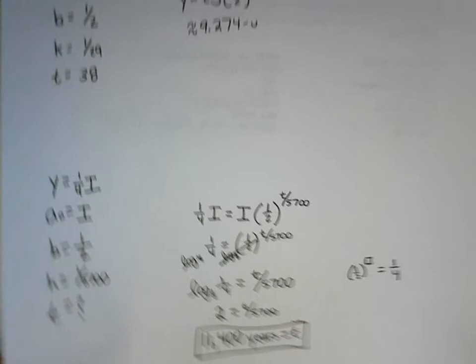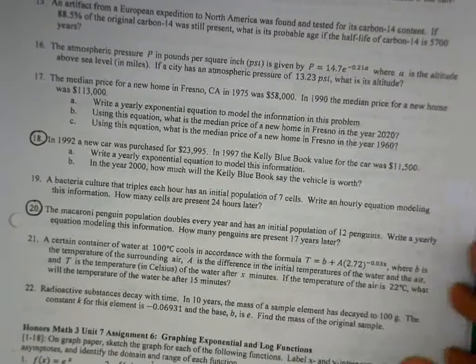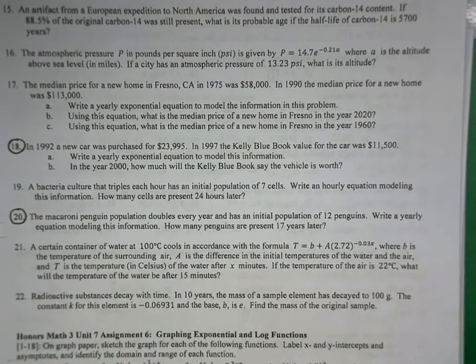Okay, 2 more here. Number 18 is next. In number 18 we have, in 1992, a new car was purchased for $23,995. In 1997, the Kelley Blue Book value for the car was $11,500. We're going to start by writing a yearly exponential equation to model this information, and then use that equation to figure out how much the vehicle will be worth in the year 2000. Go ahead and pause the video, give this one a shot, restart it when you are ready.